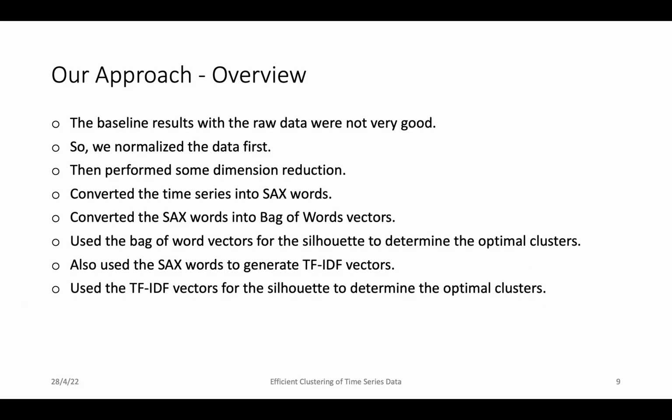The approach we proposed here is that we normalized the data first, and then we did some dimension reduction. After that, we converted the time series into SAX words. We will go into more detail of what SAX words mean. We converted those SAX words into bag of words vectors, and finally we used those bag of words vectors for the silhouette coefficient to determine the optimal number of clusters. We also used the same SAX words to generate TF-IDF vectors, and we used those TF-IDF vectors for the silhouette coefficient to determine the optimal number of clusters.